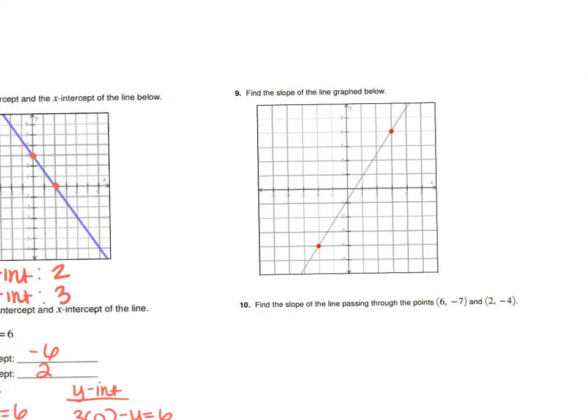Question 9 is moving on to finding the slope of the line graphed below. Remember, our slope we said is the rise over the run. But before I even begin, whenever I look at a graph, I always ask, what would slope dude say? Slope dude says here he would say puff, puff, positive.